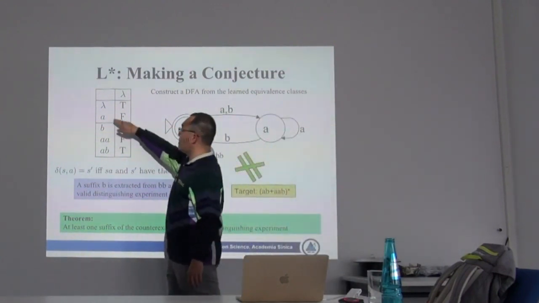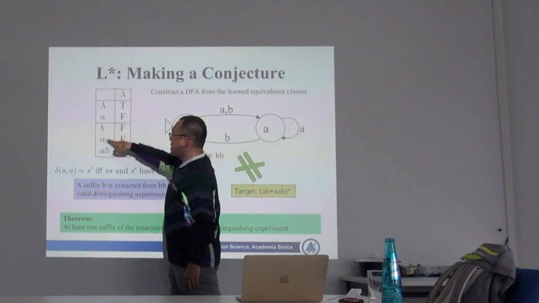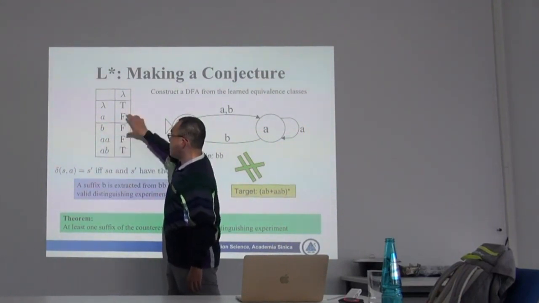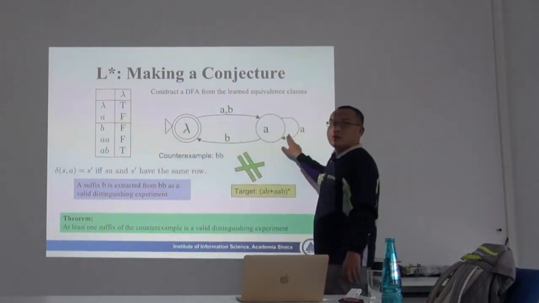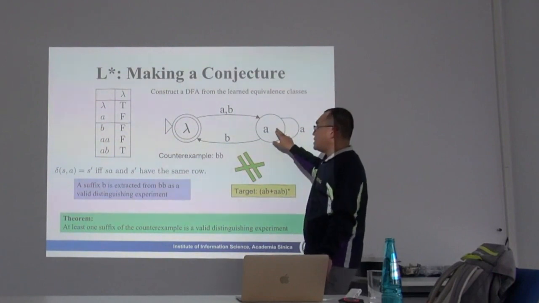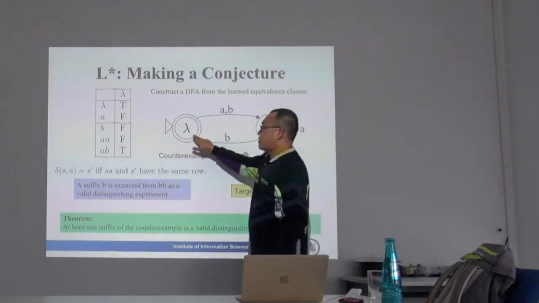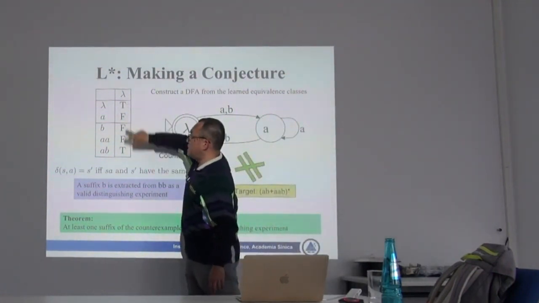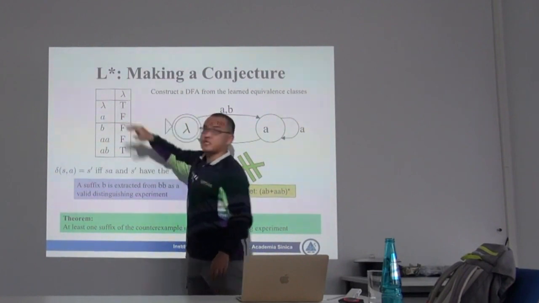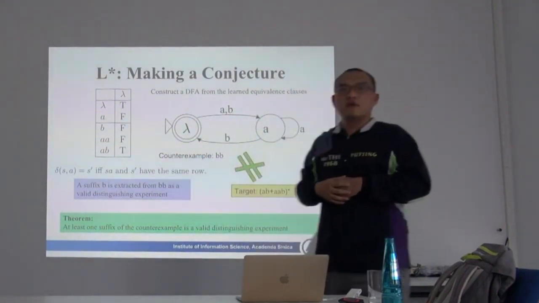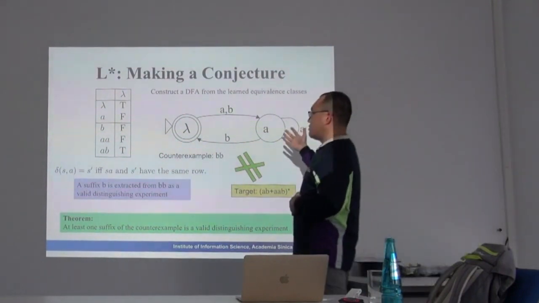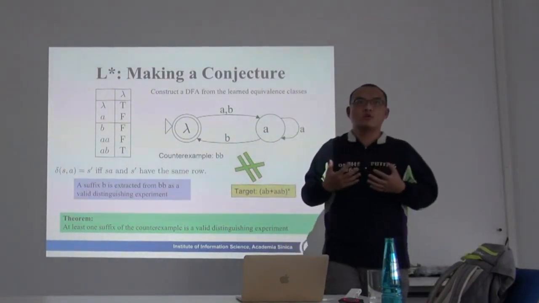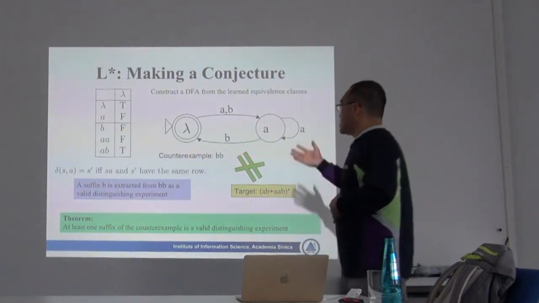From A, take a transition A, I should go to AA, but now AA and A are the same state, so I will have a self-loop here. And from A, take B, I will go to lambda, because AB and lambda, now I believe they are the same state. So that's the first step of the learning algorithm. In this step, after I have a conjectural automaton, I will pose the so-called equivalence query. Ask the teacher whether this is your model.